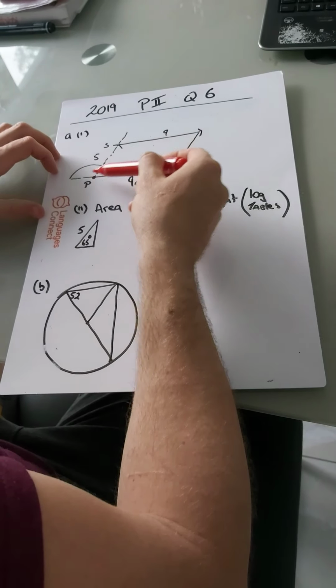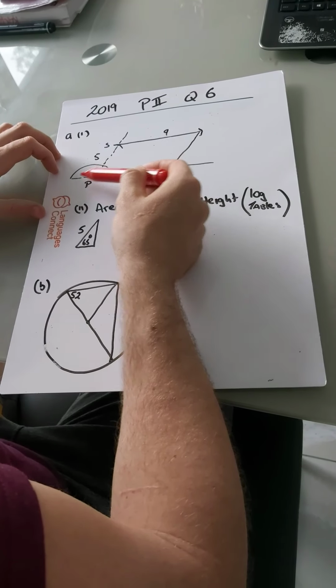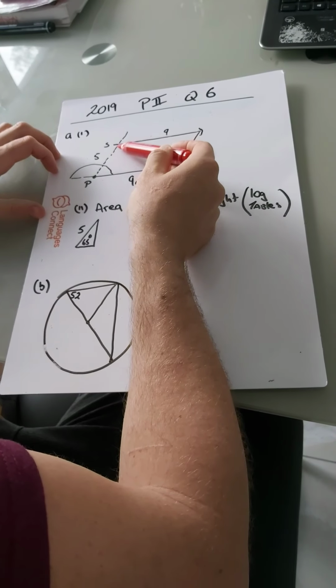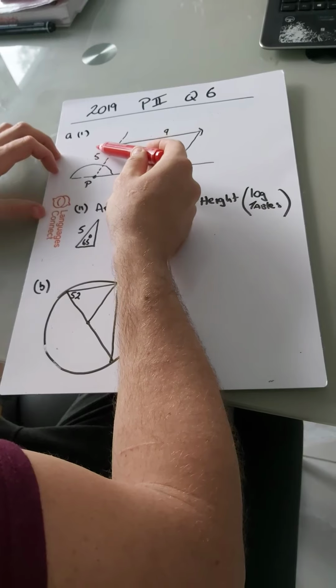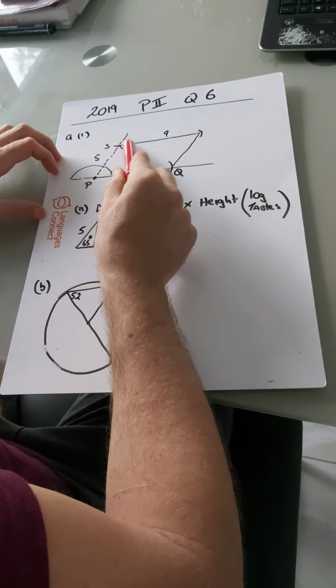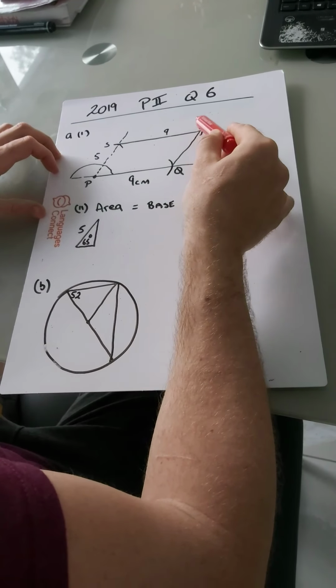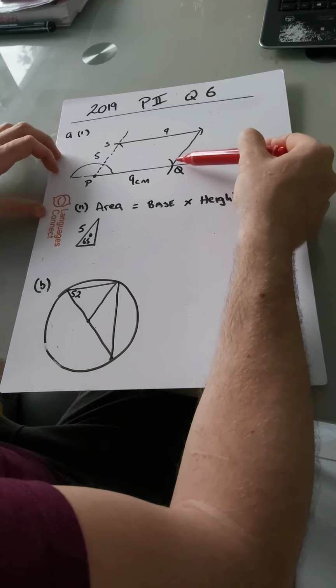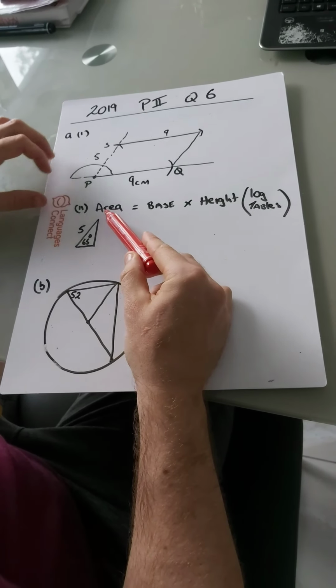Then it tells me that SPQ is 65, I think. So you put your protractor here, measure 65, and draw a dotted line up. It gives us that PS is 5. Again, I get my compass and measure an arc of 5. I draw a horizontal line across. Because it's a parallelogram, this is 9 and that's 9. So again, I swing my arc, and finally I come back down to meet Q.